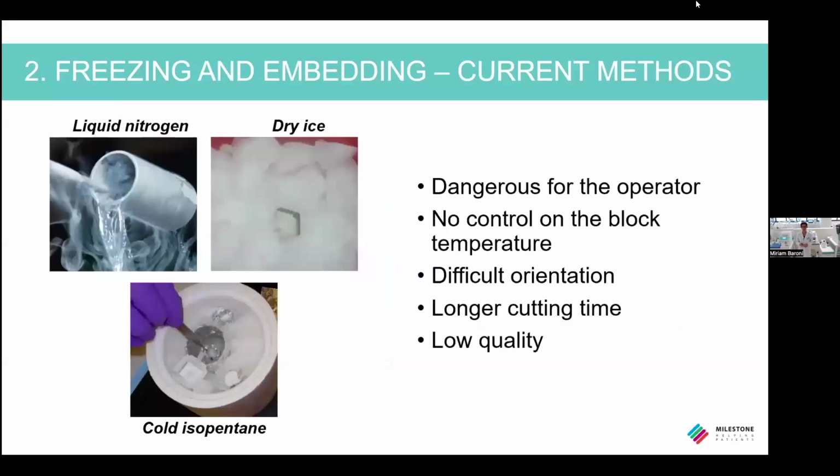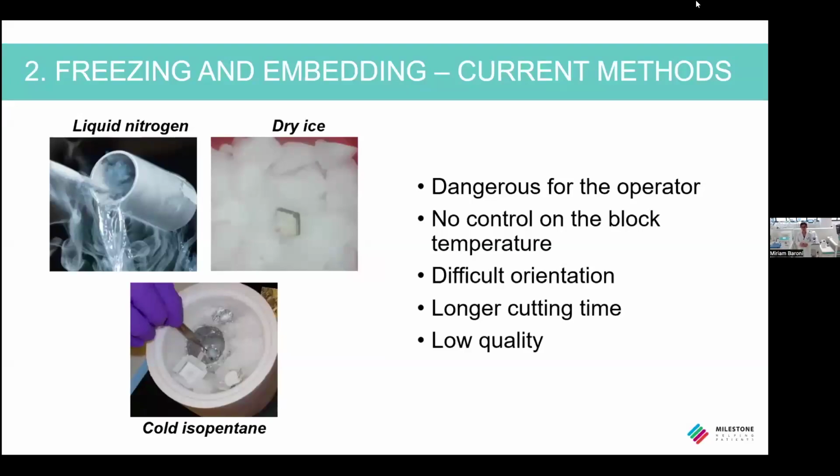The other three methods are not safe at all, because they are performed at very low temperature: -200 degrees for liquid nitrogen, and -70 for dry ice and isopentane. Liquid nitrogen also gives room saturation, while isopentane is also flammable and toxic.